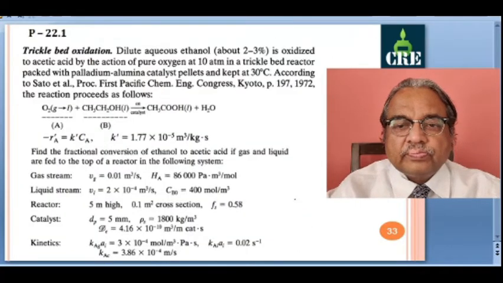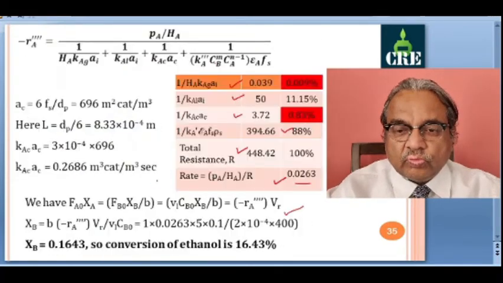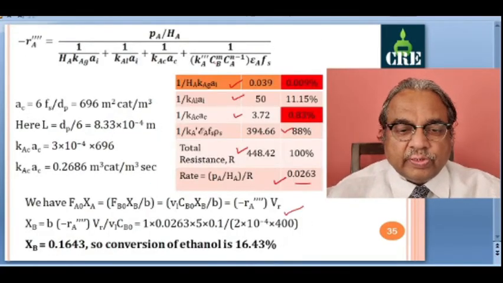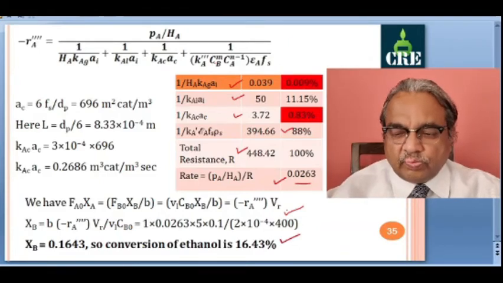So you can check here, Cb0 is 400 and this Vl is 2 into 10 raised to minus 4. So this we have substituted here. So Xb is calculated, it comes out to be 0.1643. So the conversion of ethanol is 16.43%.